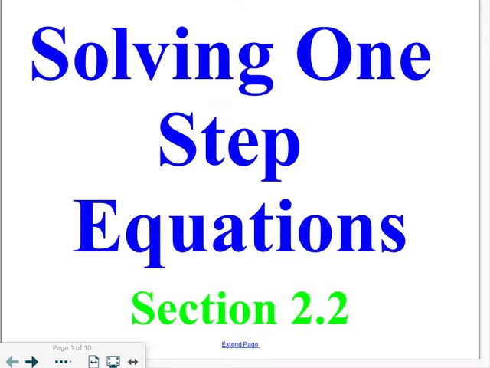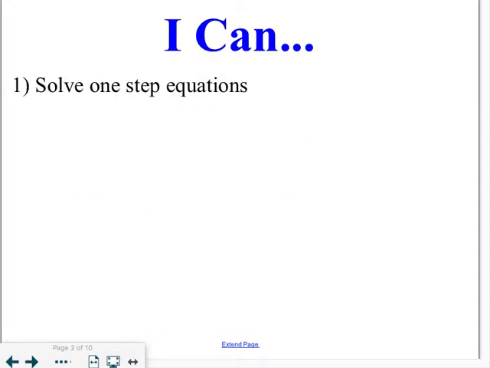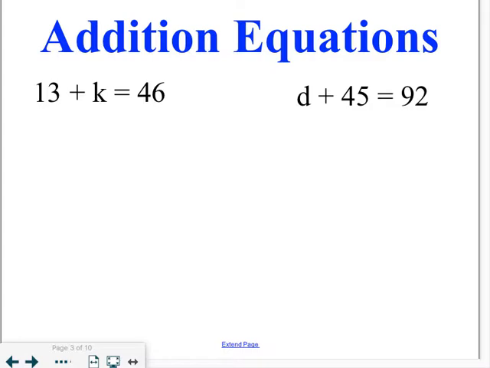Hello class, today we are going to talk about section 2.2, which is solving one-step equations. At the end of the lesson, you will be able to solve one-step equations involving all four mathematical operations. We're going to start it off with the addition equations. So these are looking at problems where a variable is being added to something else.